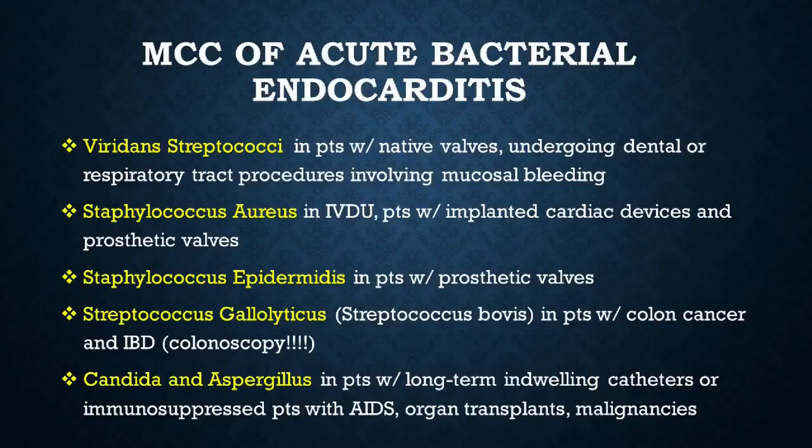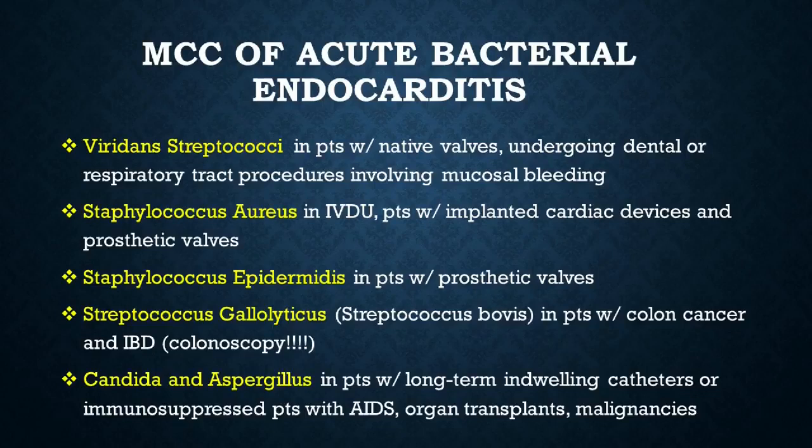Let's go over the most common causes of acute bacterial endocarditis. So let's start with Viridans streptococci. It is the most common cause in patients with native valves, basically their own valves, undergoing dental or respiratory tract procedures involving mucosal bleeding. Then we have Staphylococcus aureus. It's most commonly seen in IV drug users and in patients with implanted cardiac devices and prosthetic valves. Staphylococcus epidermidis infective endocarditis is also seen in patients with prosthetic valves.